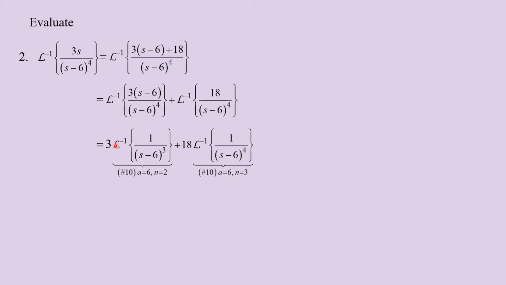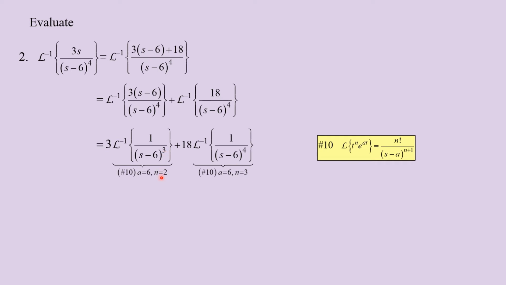To find the inverse Laplace transform of each of these functions, we refer to the table of Laplace transforms, and it seems that formula number 10 closely matches what we are seeing here. Formula number 10: n factorial divided by (s minus a) to the power of n plus 1. Comparing this with the expression shown here, you get the same form s minus a, where a is equal to 6, and n plus 1 is 3, that means n must be 2.